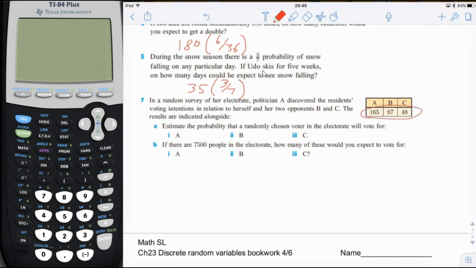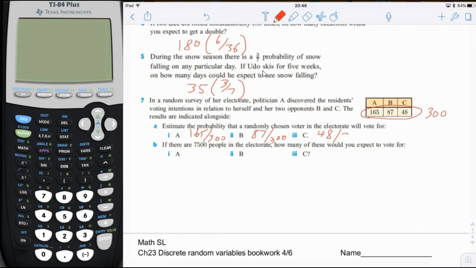I'm going to do this on the offline calculator. 165 plus 87 plus 48, 300 total. Okay, so the probability that they're going to vote for A is 165 divided by 300. Probability that they'll vote for B is 87 over 300. And the probability that they'll vote for C is 48 divided by 300.